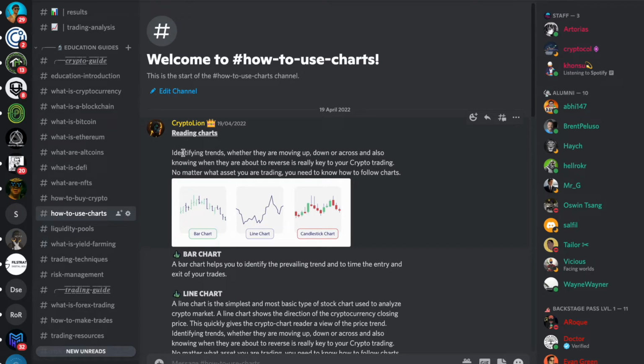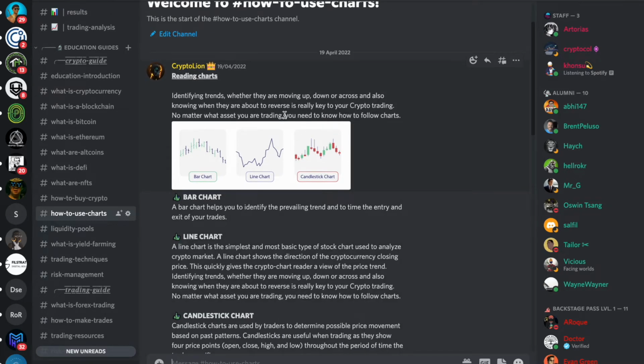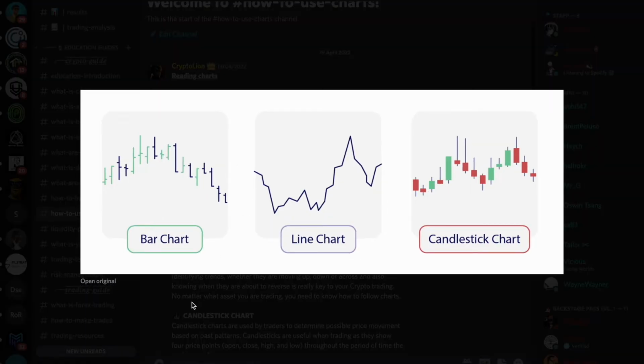Reading charts, right? Identifying trends, whether they are moving up, down, or across, and also knowing when they are about to reverse is really key to your crypto trading. No matter what asset you are trading, you need to know how to follow charts. As you can see here, there are 3 different types of charts: there's a bar chart, there's a line chart, and there's a candlestick chart.